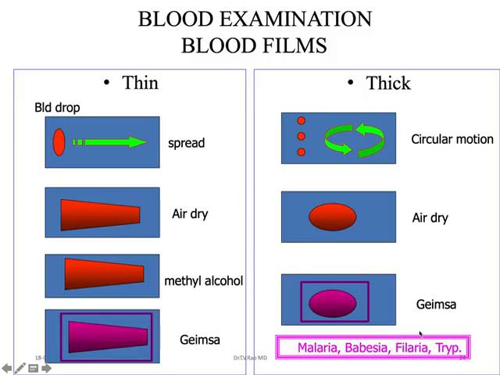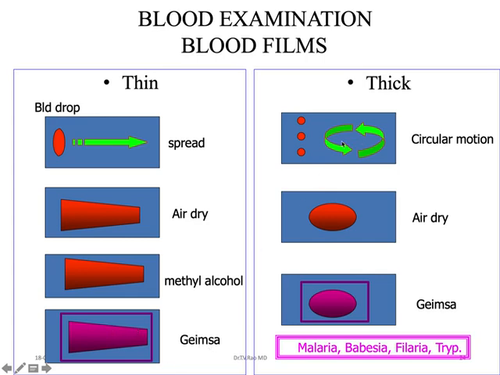Okay. So for the blood examinations, for example, we have two blood films, thin and thick. For the thin, you just have to add one drop of blood here, spread it, and then dry it, and then stain it with Giemsa, or fix it with methyl alcohol and then stain, and then you can see it under the microscope.